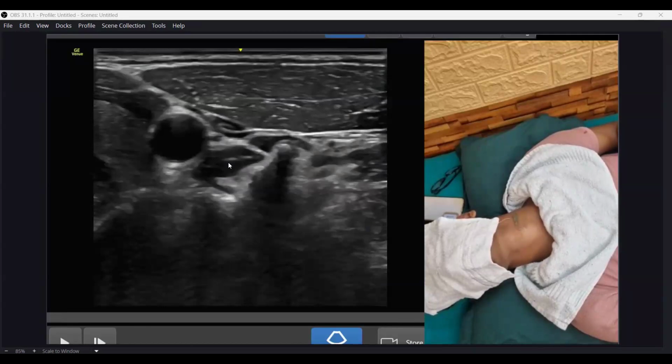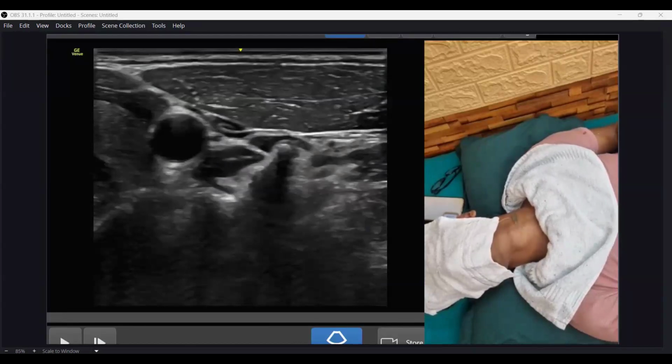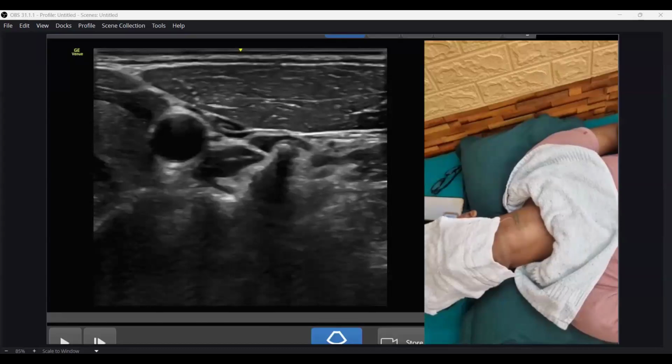We can choose the C6 level because no important vessels are in between obstructing us from giving a good block. So we can take our needle sometimes by the side, or sometimes even puncturing, because muscular puncture is not a big issue, and we just have to go through that. We can easily come from lateral to medial side, and we will be coming over this structure.